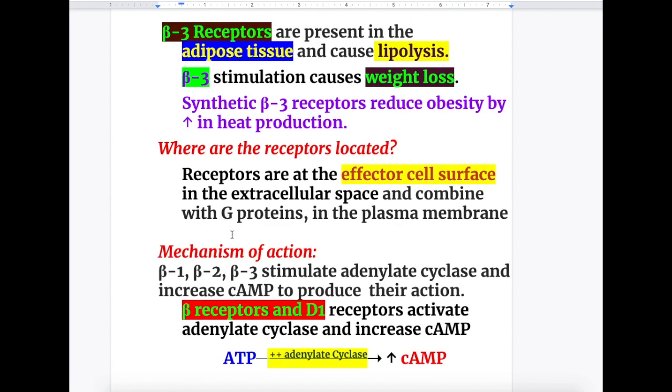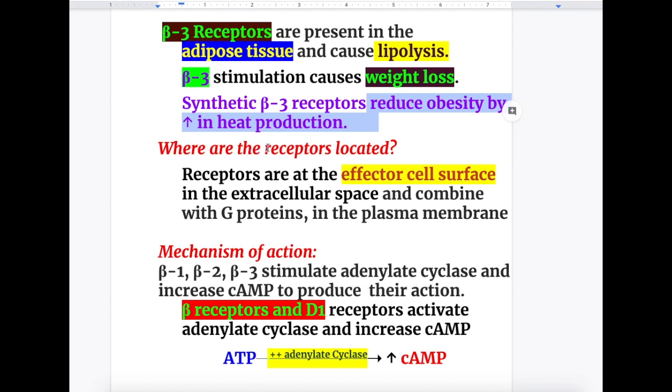We'll discuss beta 1 and beta 2 receptors separately in other videos, but briefly here beta 3 receptor, because it's a smaller topic. So beta 3 receptors are present in the adipose tissues and cause lipolysis. Their stimulation causes weight loss. Synthetic beta 3 agonists reduce obesity by increasing heat production.